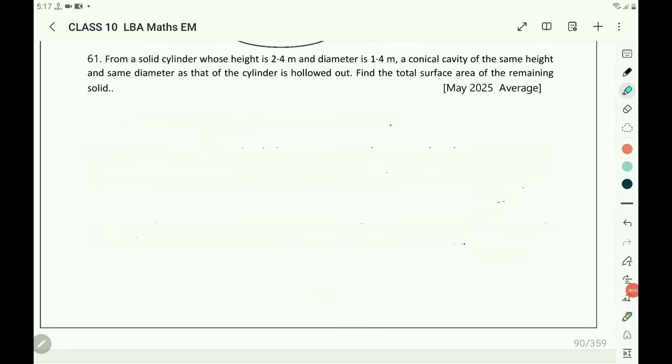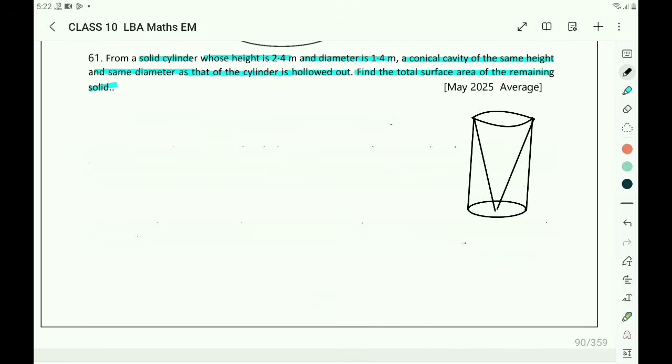Question number 61. From a solid cylinder whose height is 2.4 meter and diameter is 1.4 meter, a conical cavity of the same height and same diameter as that of the cylinder is hollowed out. Find the total surface area of the remaining solid. Let us have the figure here. Here it is a cylinder, and inside the cylinder you can observe the conical cavity. The height of the conical cavity is the same as the height of the cylinder, and the radius is also the same. What we have to find out? We have to find the total surface area of the remaining solid.